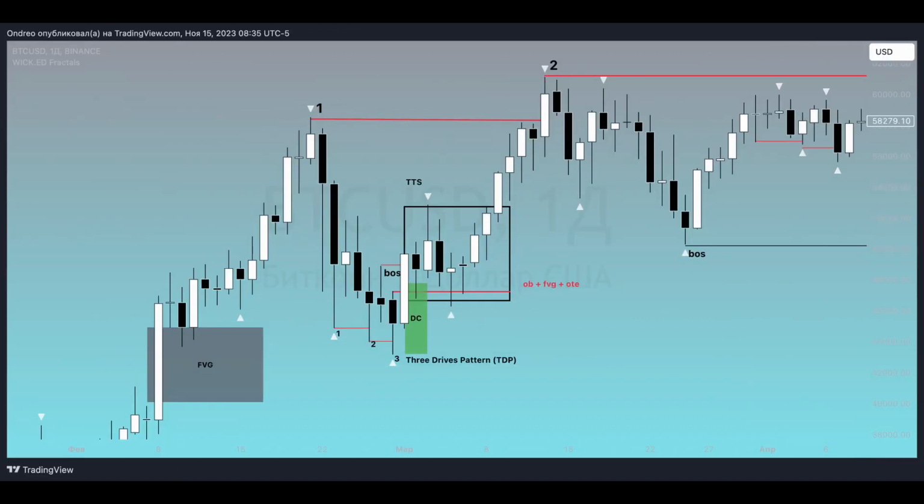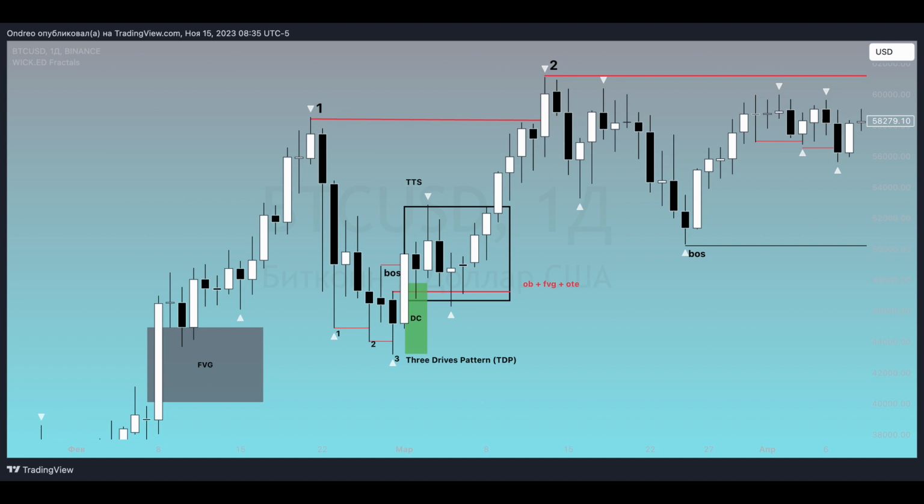3 drives pattern. This is a pattern of 3 movements. Visually, it looks like 3 transitions in the market and then a return to the other side. The confirmation of this stage will be the breaking of the structure, and then there will be the best opportunity to enter the position. Let's start with the bullish 3 drives pattern.